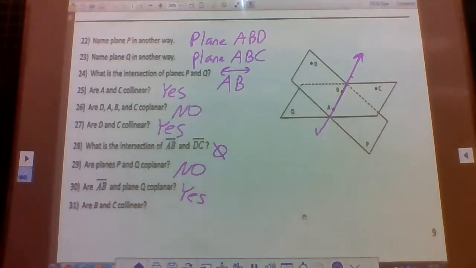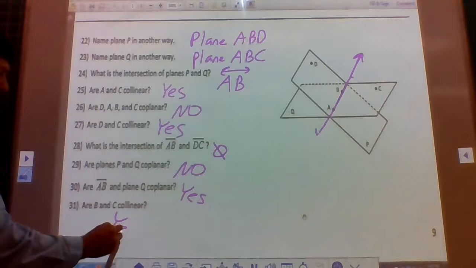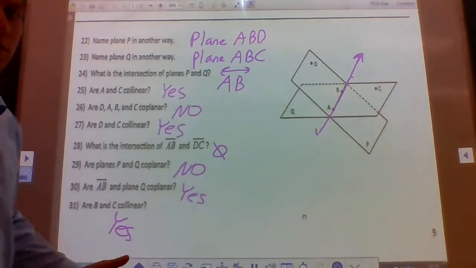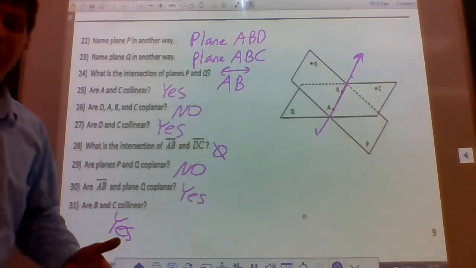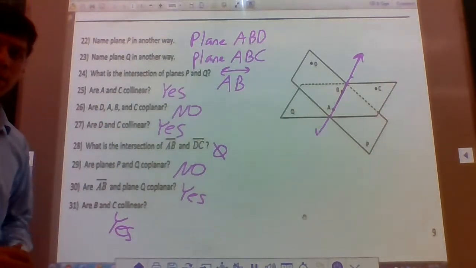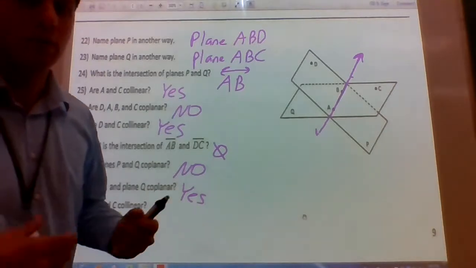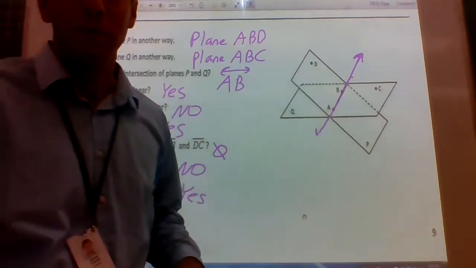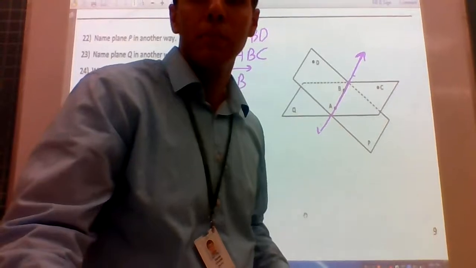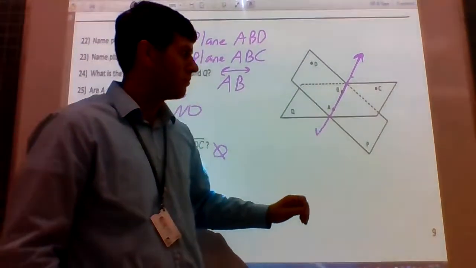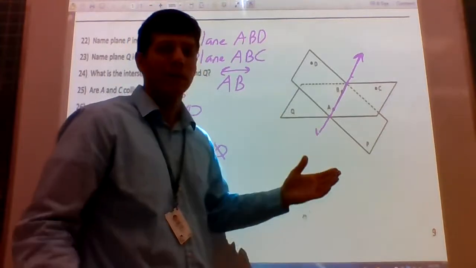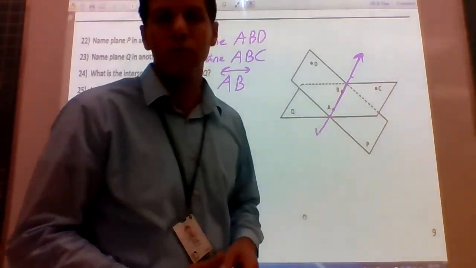Are B and C collinear? Yes, not all points, but all sets of 2 points are collinear. So there are some more challenging questions in there. I probably didn't explain them well. If you have any questions, just let me know, and I will do my best to help you. A lot of these were level 4 questions that you're not going to need if you're just trying to get 2s and 3s.